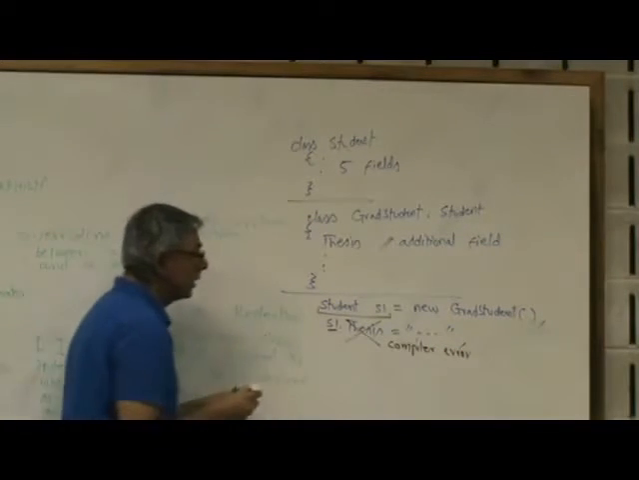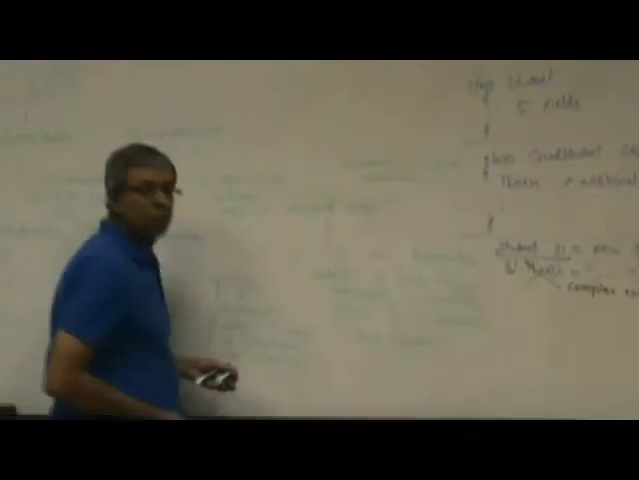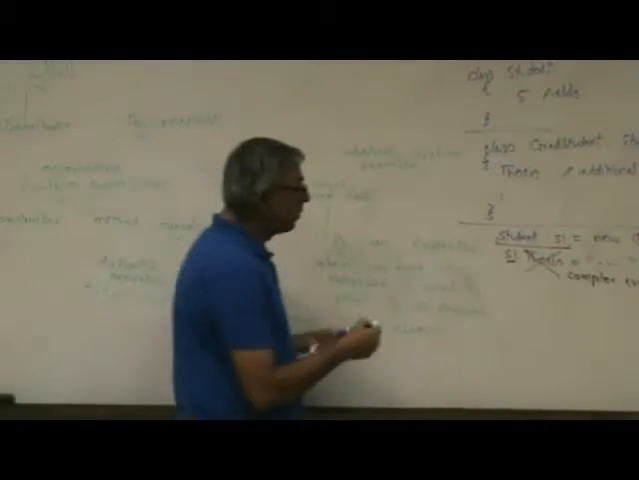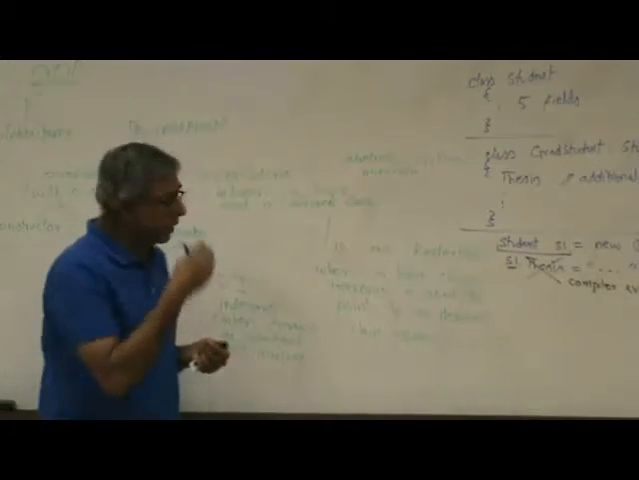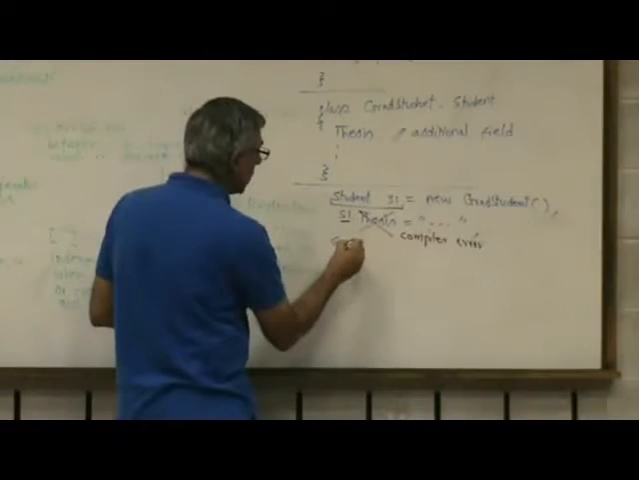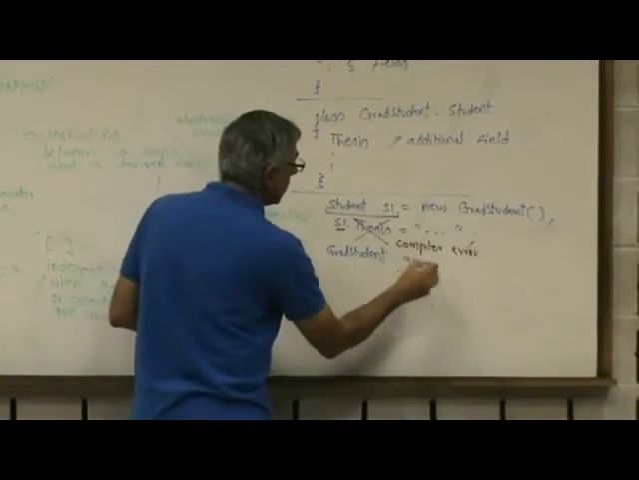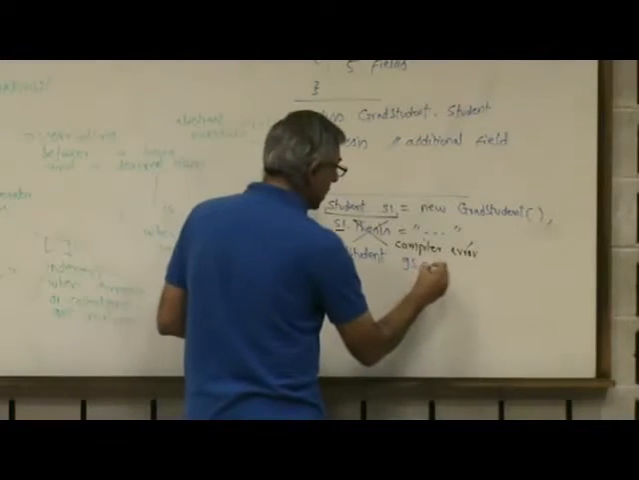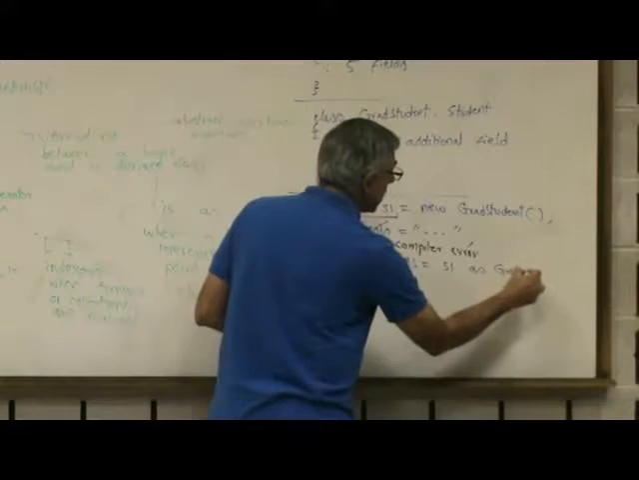Okay, so what was the technique? We can either use the is operator, as operator, or reflection. So the most popular of all three is the as operator because it's the most efficient. So you will do something like this. You will say grad student, let's say GS equal to S1 as grad student.